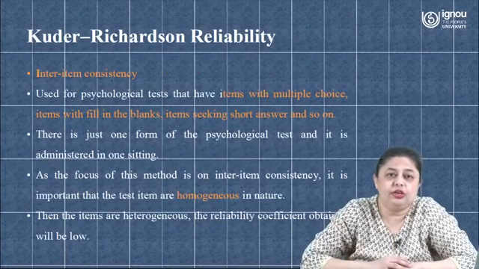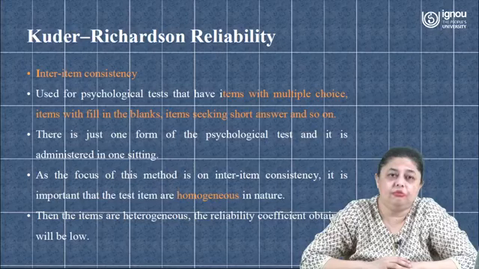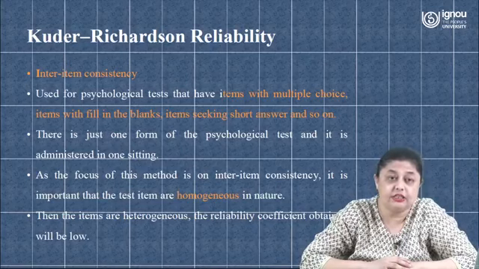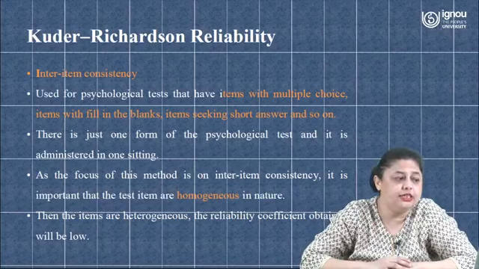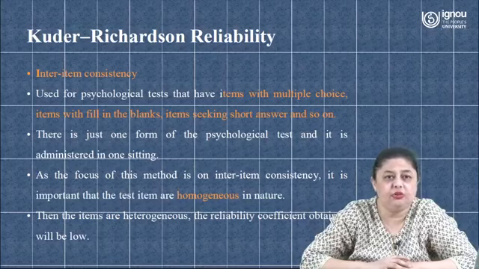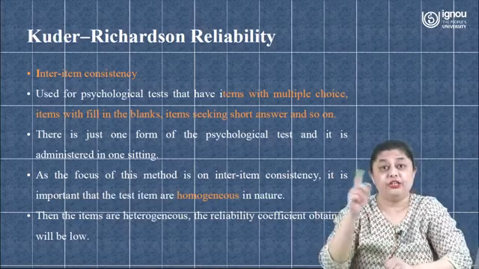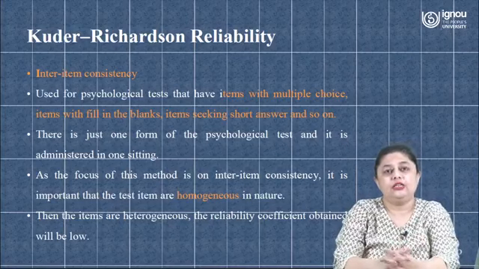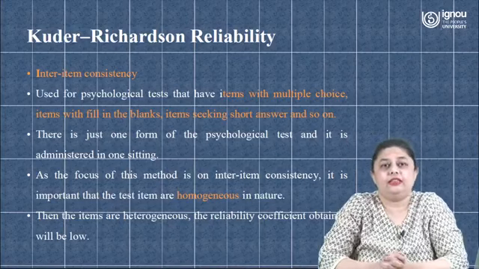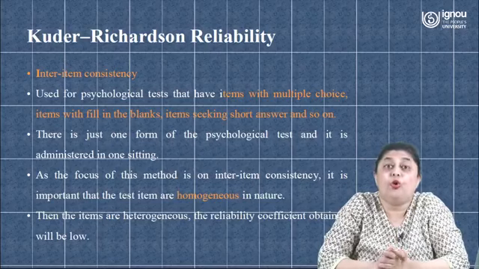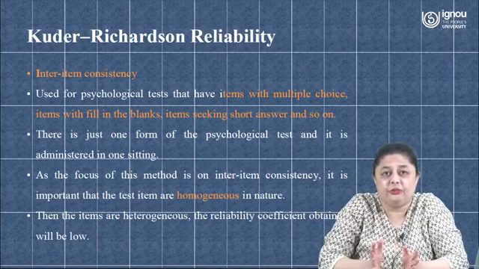The next one is Kuder-Richardson reliability, and this also focuses on inter-item consistency. It is mainly used for psychological tests that have items with multiple choices, fill in the blanks, or short answers and so on. It is very important here because it measures inter-item consistency, which is why the items in the test should be homogeneous. They should not be extremely different.